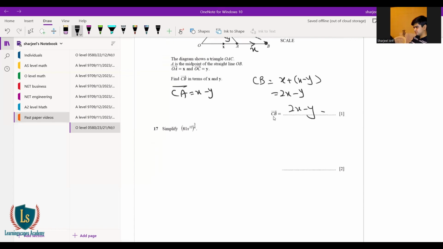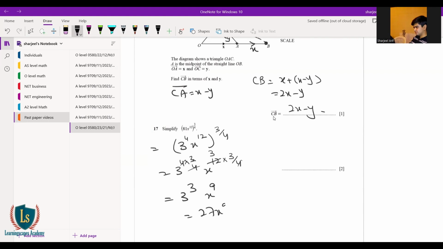For question number 17, we have to simplify it. We will write it as 3 power 4 into x power 12, all to the power 3 by 4. So 3 power 4 into 3 by 4, and x power 12 into 3 by 4. So cancel these two to get 3 cube into x power 9. So the answer will be 27x power 9.